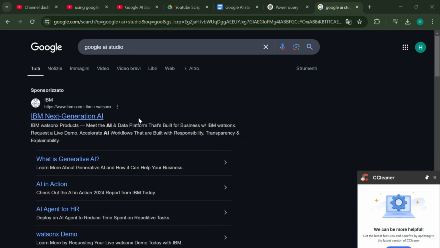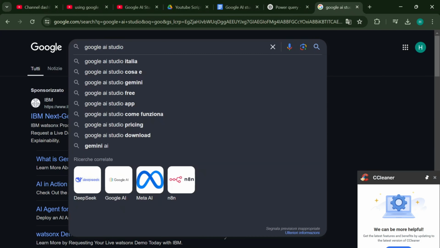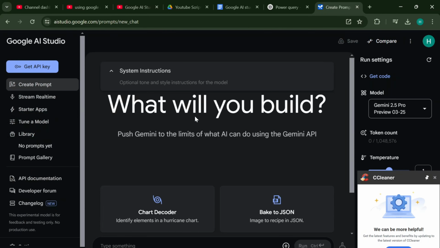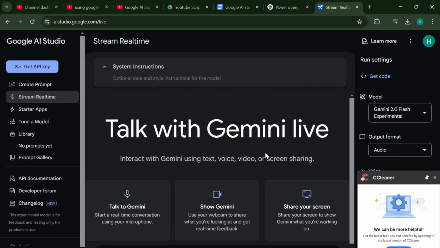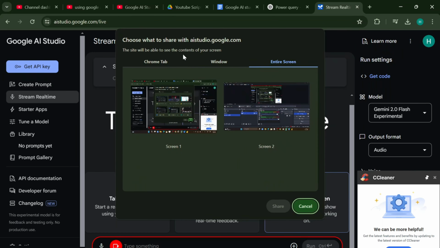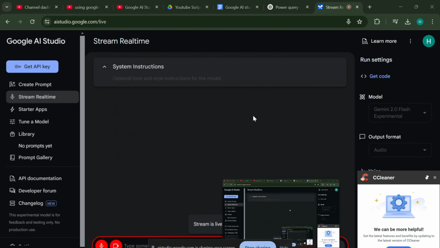Alright, so in order to go to Google AI Studio, just write Google AI Studio, we find it in Google, we go directly here, and then as we go in, we can see the options. We go to stream real time and we go here to share your screen, and then we have two screens, so I will use this one to see what I have.